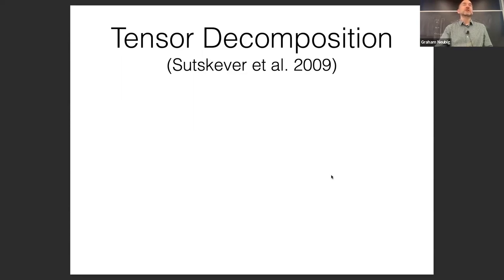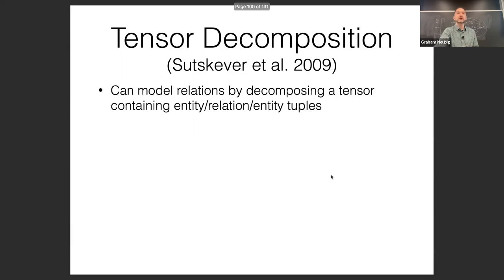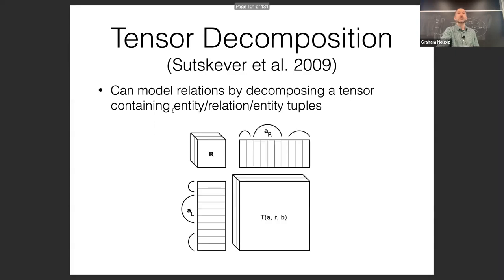So there's one original, very early paper on doing this, which is still used in a lot of things today, framed this as a tensor decomposition problem. It's also what Ilya Sutskever was doing before he was training GPT-3, apparently. But we can model relations by decomposing a tensor containing entity relation entity tuples.